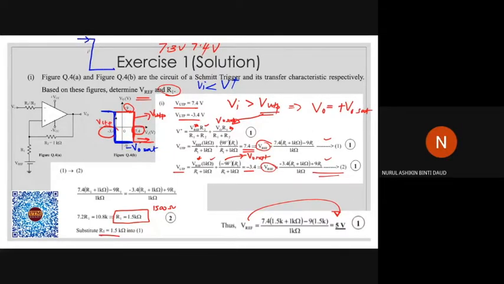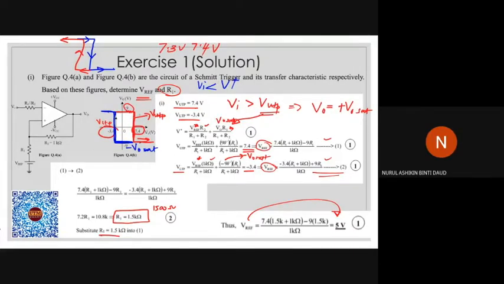This is the positive side, and this will be the negative side. Okay, this is going to be the negative side. So this is the hysteresis transfer characteristic for Schmidt trigger.